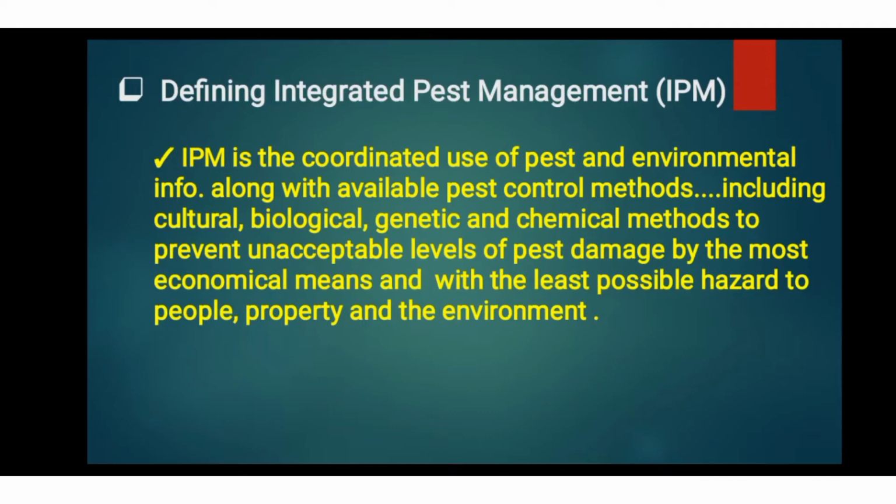So let's define Integrated Pest Management, or IPM. IPM is the coordinated use of pest and environmental information along with available pest control methods, including cultural, biological, genetic, and chemical methods to prevent unacceptable levels of pest damage by the most economical means and with the least possible hazard to people, property, and the environment.